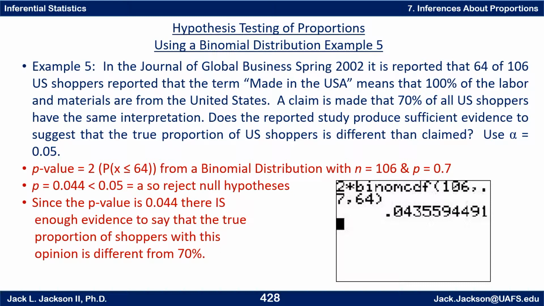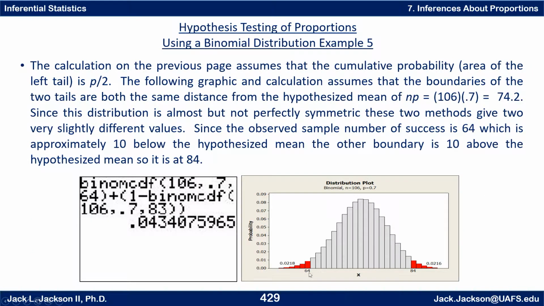And then you need to compare that to alpha. We're using an alpha of 0.05. 0.044 is less than 0.05, so we say that there is enough evidence to say that the true proportion of shoppers with this opinion is different than 70%. If we wanted to illustrate this probability, we're talking about the area of these two tails here. Here I actually computed those bars and added up those probabilities. They're not 100% symmetric, but they do add up again to about 0.04 at least.